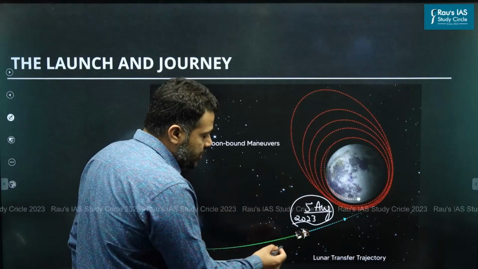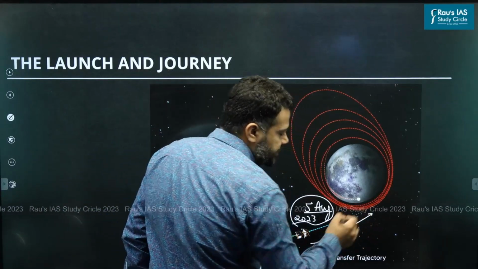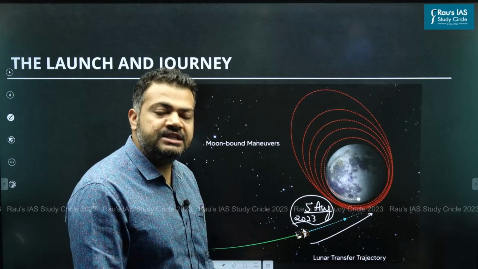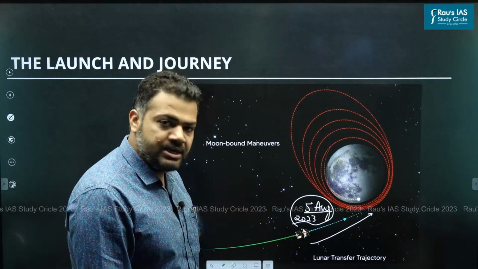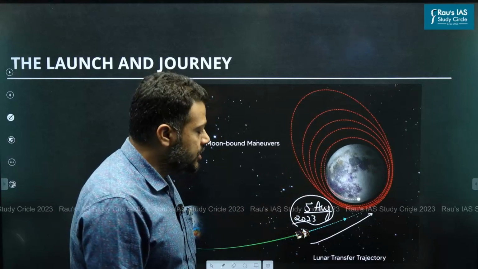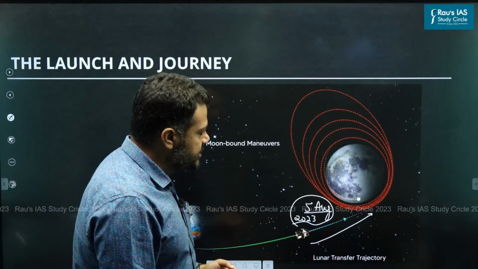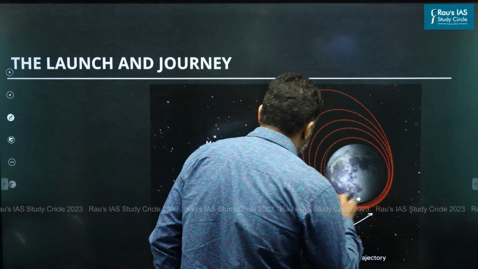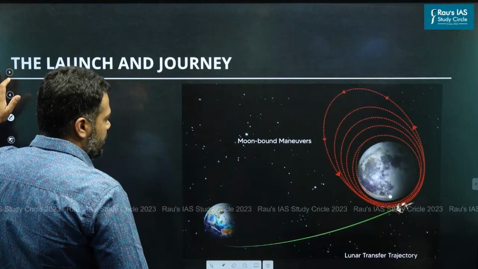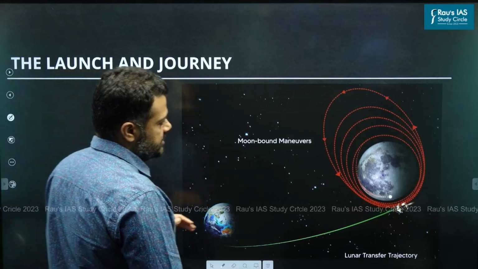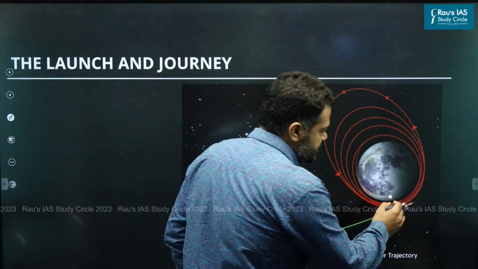So on 5th of August, Chandrayaan made it to the lunar orbit. It reached the desired orbit of the moon. It did not land on the moon. It simply reached the orbit of the moon on 5th of August, right? And from here, once it has reached the desired orbit, what did Chandrayaan do now?